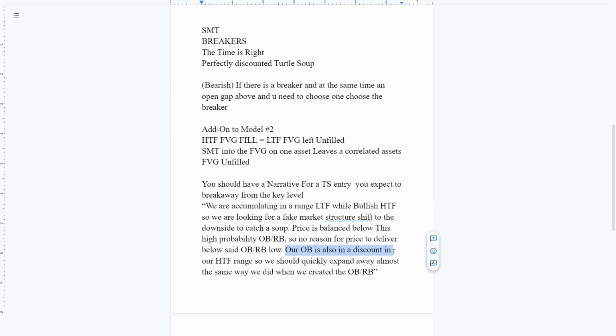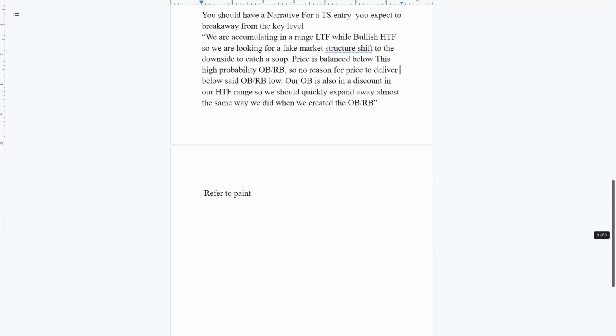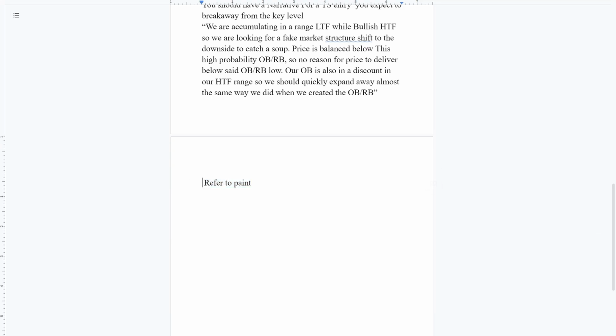Our order block in this case is also discounted in the high time frame range, so we should quickly dip into the order block after sweeping our low time frame range sell side, and then expand away almost the same way we did when we created the order block and rejection block. Right, as we sweep, we create the order block and expand aggressively. We're going to refer to this paint here.